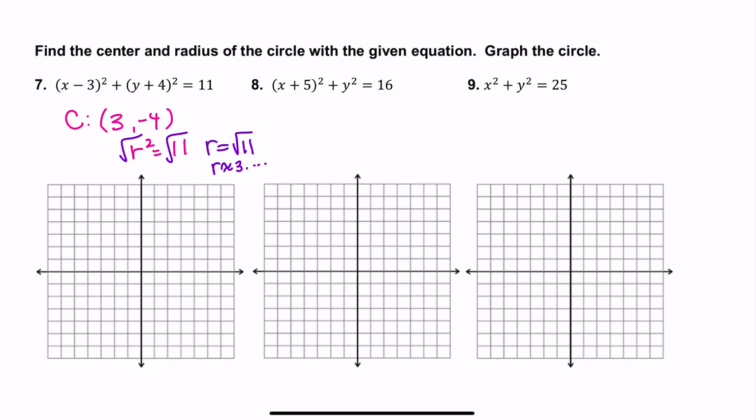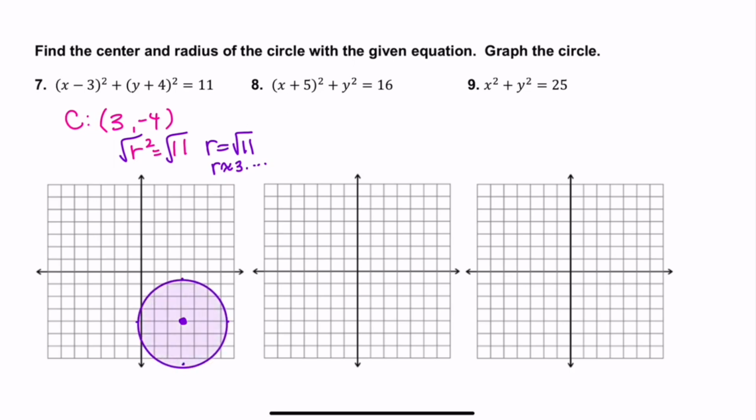So we're going to start with our center at 3, negative 4. We put our point, and then we're going to go a little more than 3 in all directions, up, down, left, and right. And then best we can, we're going to connect the dots into a circle.